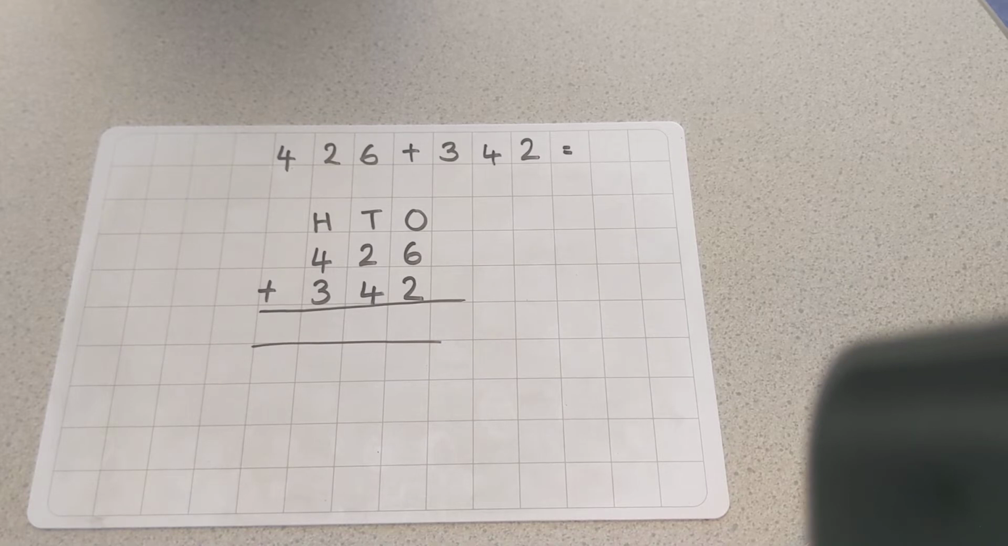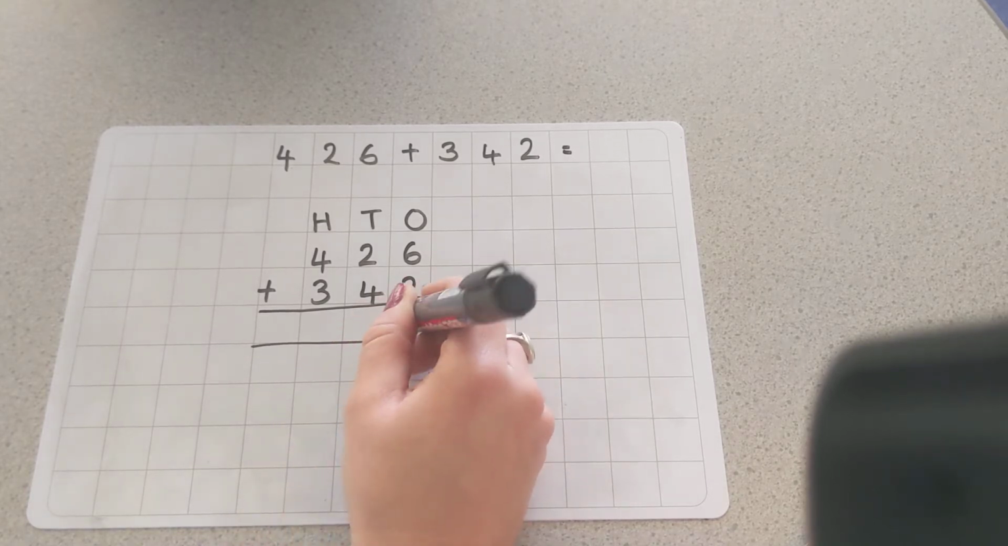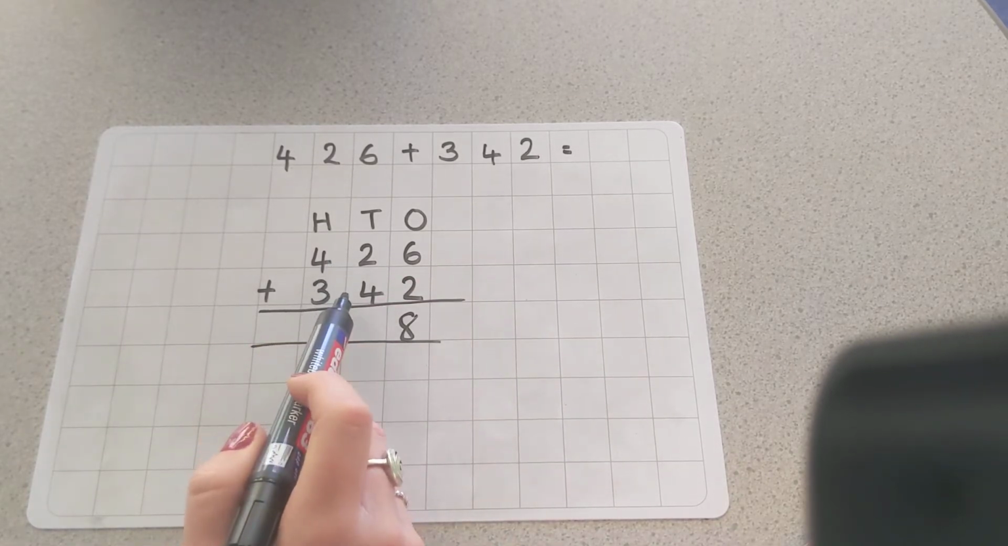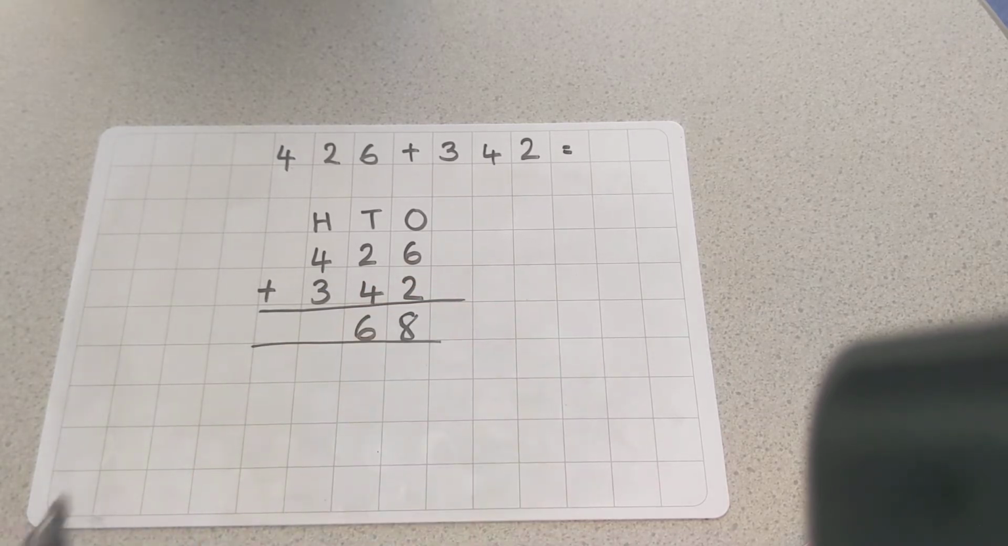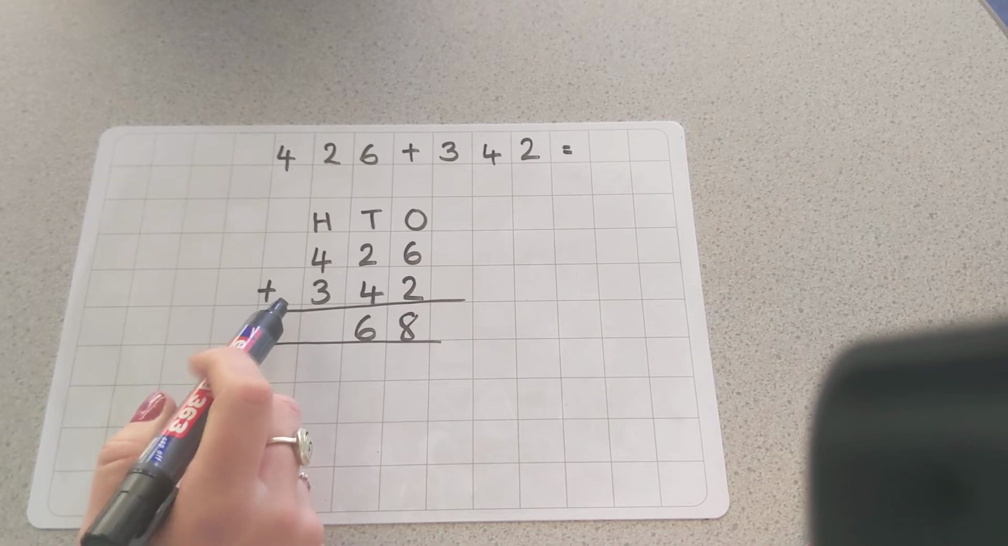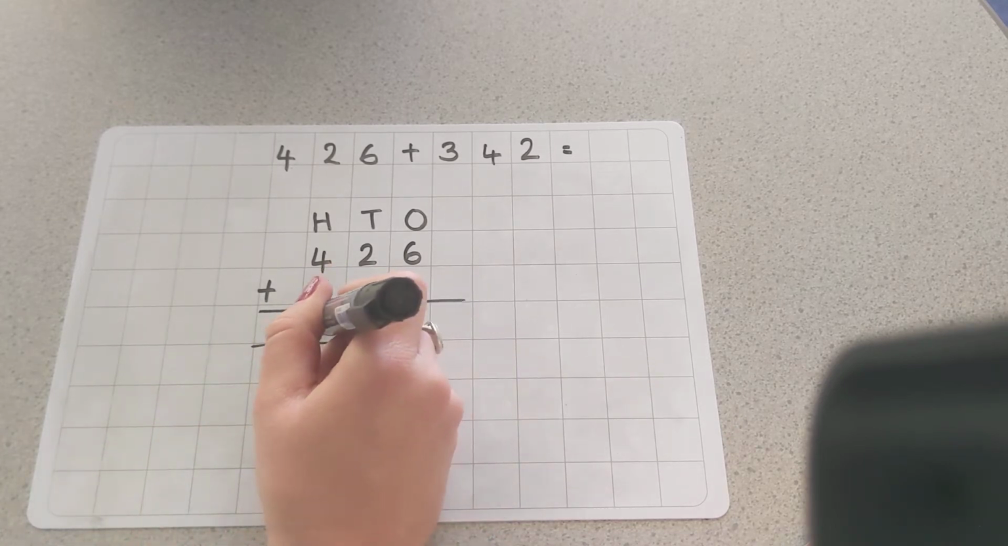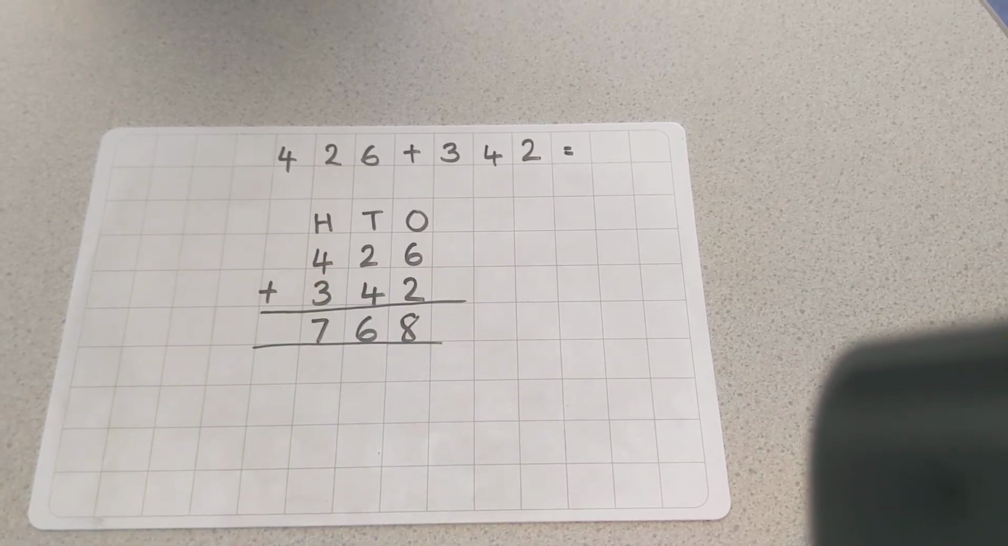6 ones plus 2 ones gives us 8 ones. 2 tens plus 4 tens gives us 6 tens, and 4 hundreds plus 3 hundreds gives us 7 hundreds. So the answer for that calculation is 768.